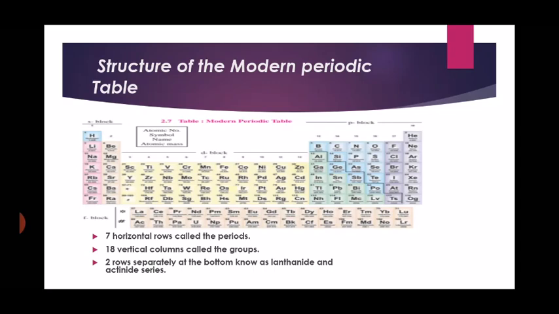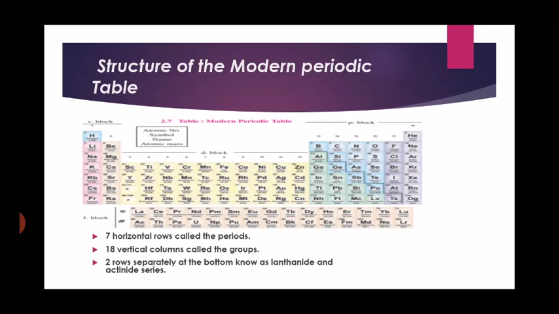Now below, there are 2 separate series, known as the lanthanide and actinide series. In the modern periodic table, the first and second groups are the S block. From 13 to 18 is the P block. From 3 to 12 is the D block. And the series at the bottom are the F block elements.